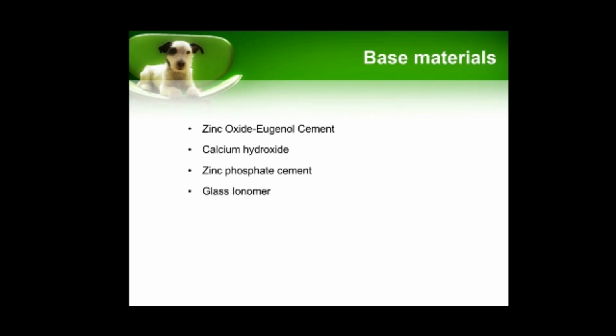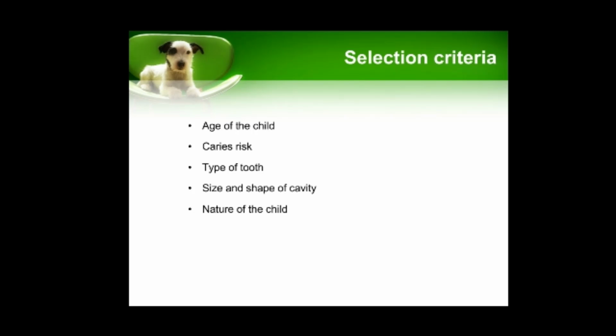The materials which can be used as a base are zinc oxide eugenol, calcium hydroxide, zinc phosphate cement and glass ionomer. The selection criteria for the restoration should depend upon the age of the child, high risk or low risk caries patients, type of the tooth to be restored, size and shape of the cavity, and nature of the child.